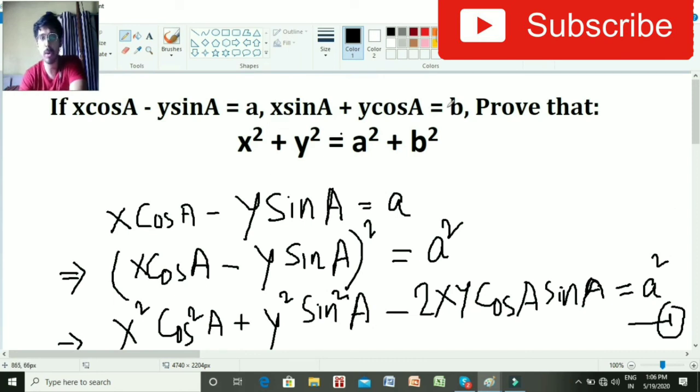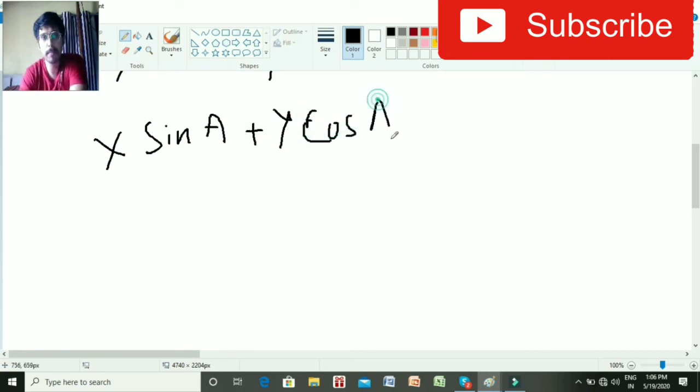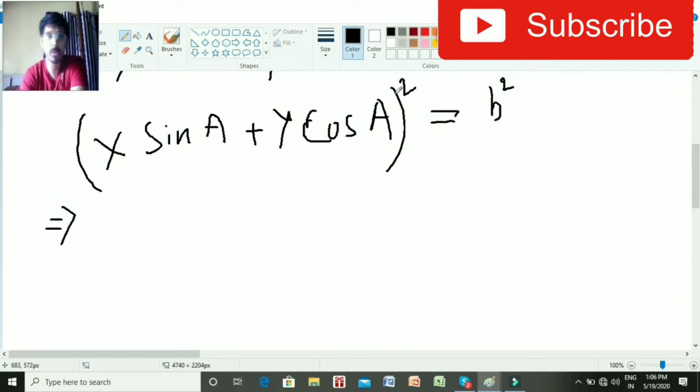x sin A plus y cos A equals B. So I can directly say x sin A plus y cos A. Now if I square it up, I am getting B square directly. I'm just skipping the first step, where we just write the equation and then square it up. So I've directly squared it up. Now let us expand it.